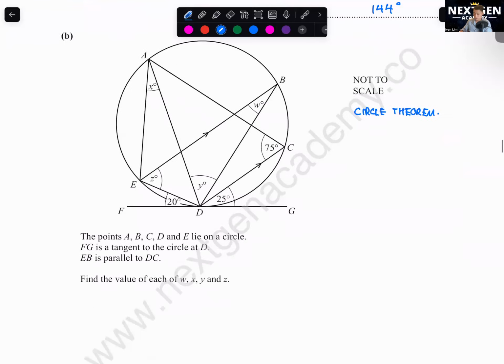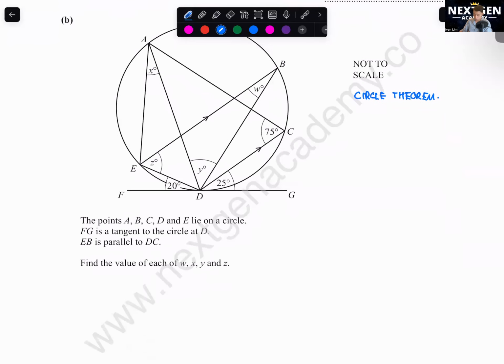So this is the circle theorem question. Points A, B, C, D, and E lie on the circle. FG is a tangent. EB is parallel to CD. Both of these are parallel. Find the value of W, X, Y, Z. Whenever they say there is a tangent, we straight away need to think of what circle theorems are related to tangent. If you don't know how to do this, please download this cheat sheet which I've sent to you all many times already.